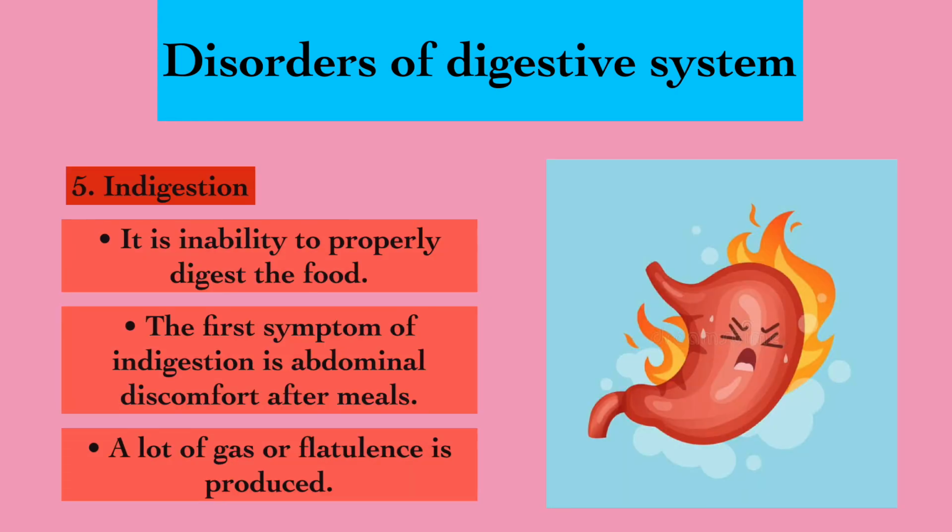Another disorder of the digestive system is indigestion. Now the name is itself very distinctive, indicating inability to properly digest food. So what is indigestion? It is the inability to digest food. The first symptom of indigestion is abdominal discomfort after a meal. Whenever you have a meal and feel sudden discomfort, that is referred to as indigestion. A lot of gas or flatulence is produced. This is the characteristic feature of indigestion.